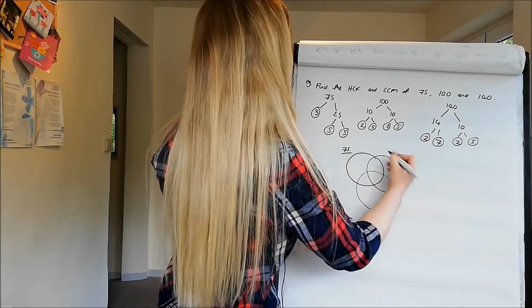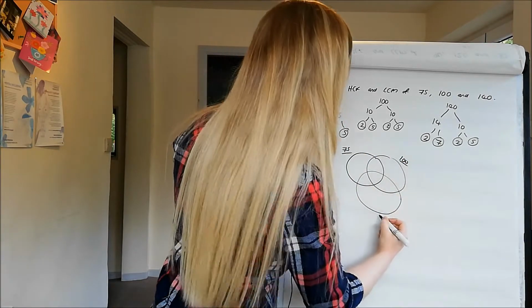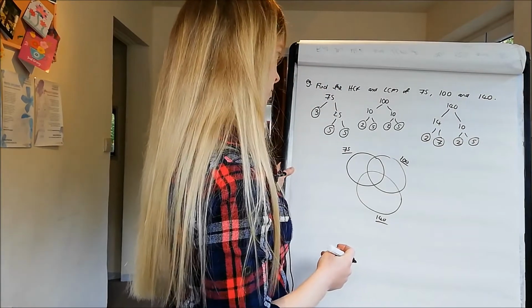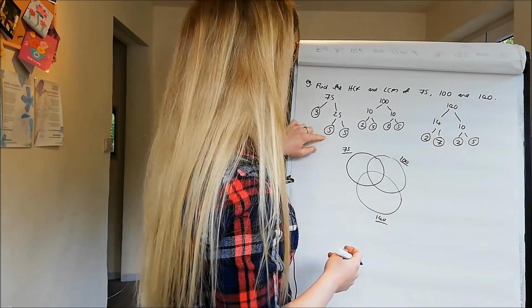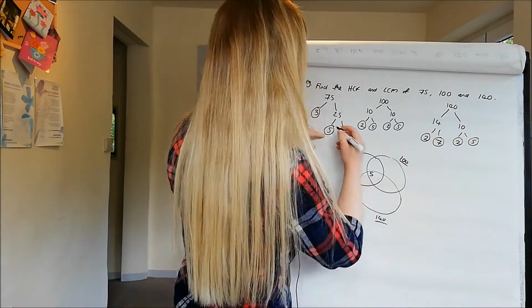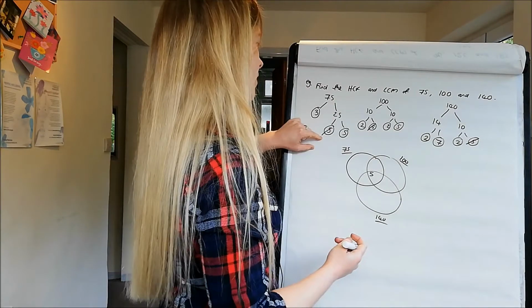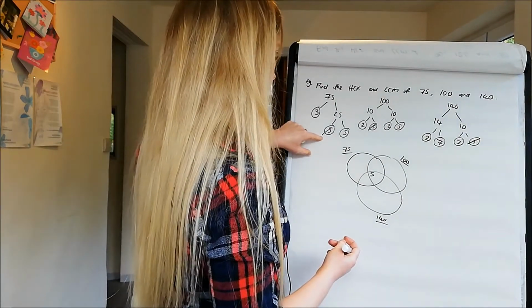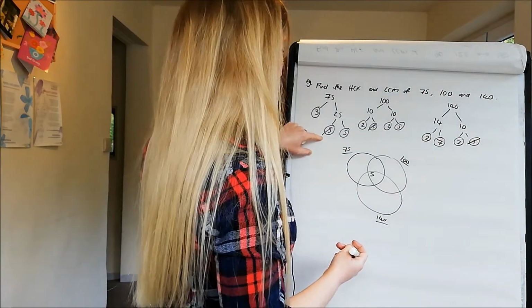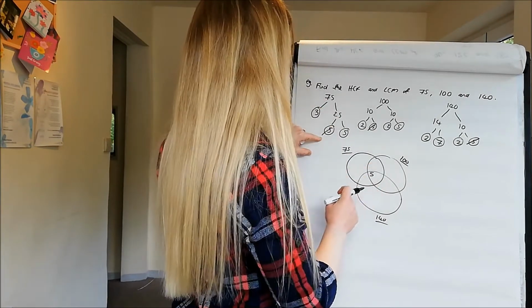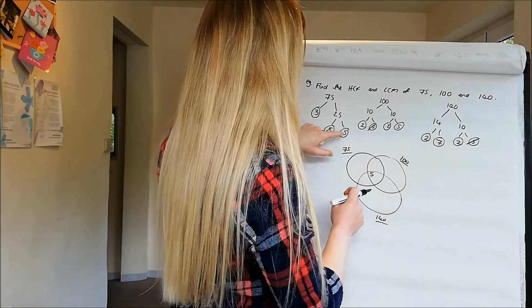So 75, 100 and 140. In the middle of the Venn, they all have a 5. So everything's got one 5 that it can give. So I'll put 5 in the middle and cross everything off. They don't have anything else in common between all three. So all that goes in the middle in this case is a 5.